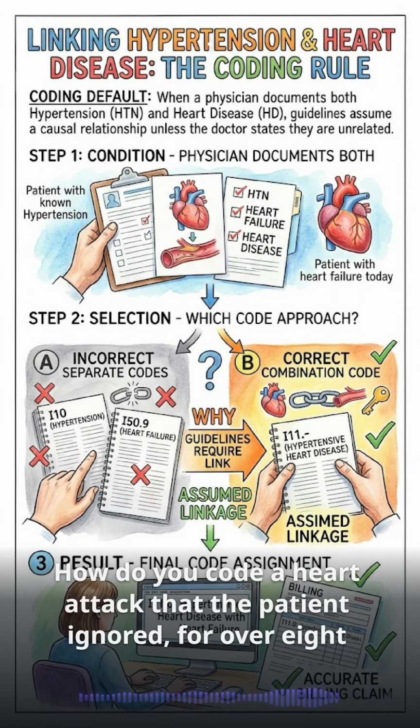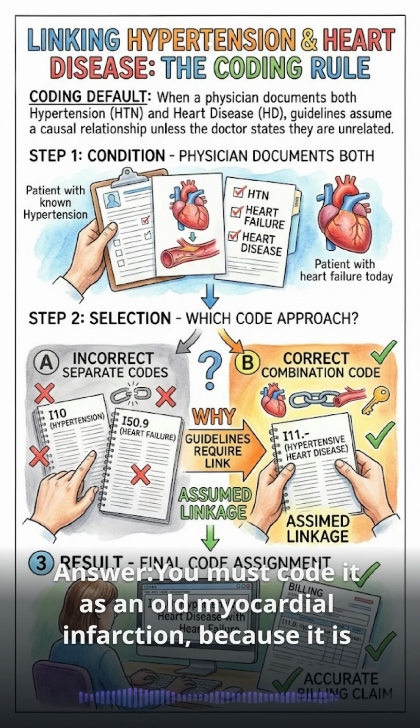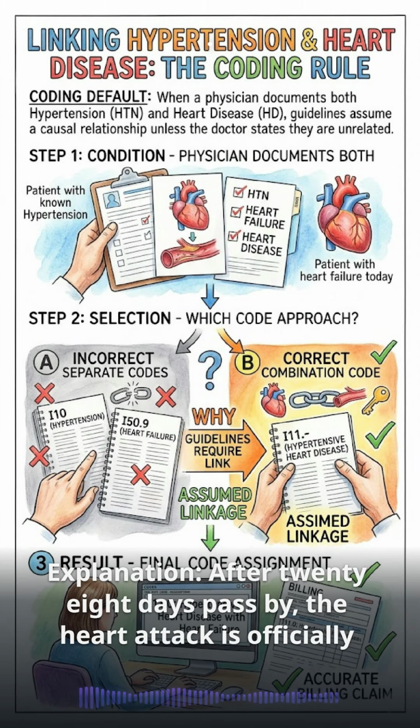54. How do you code a heart attack that the patient ignored for over 8 weeks? You must code it as an old myocardial infarction, because it is past 4 weeks. After 28 days pass by, the heart attack is officially considered an old problem.